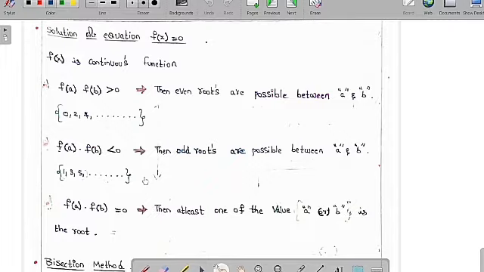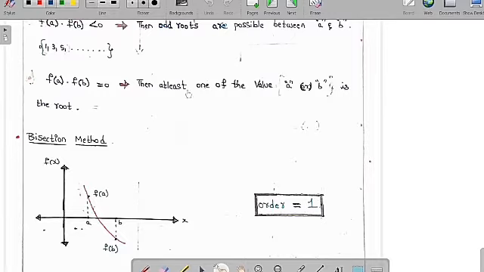Suppose f of a into f of b is equal to 0. Then at least one of the values a or b is a root. It can be a, it can be b, or it can be both a and b. It can be anything. So we can say at least one of them should be a root of the function f of x.